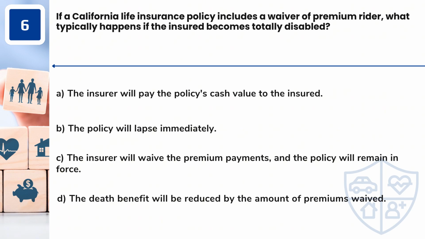If a California life insurance policy includes a waiver of premium rider, what typically happens if the insured becomes totally disabled? A. The insurer will pay the policy's cash value to the insured. B. The policy will lapse immediately. C. The insurer will waive the premium payments, and the policy will remain in force. D. The death benefit will be reduced by the amount of premiums waived.